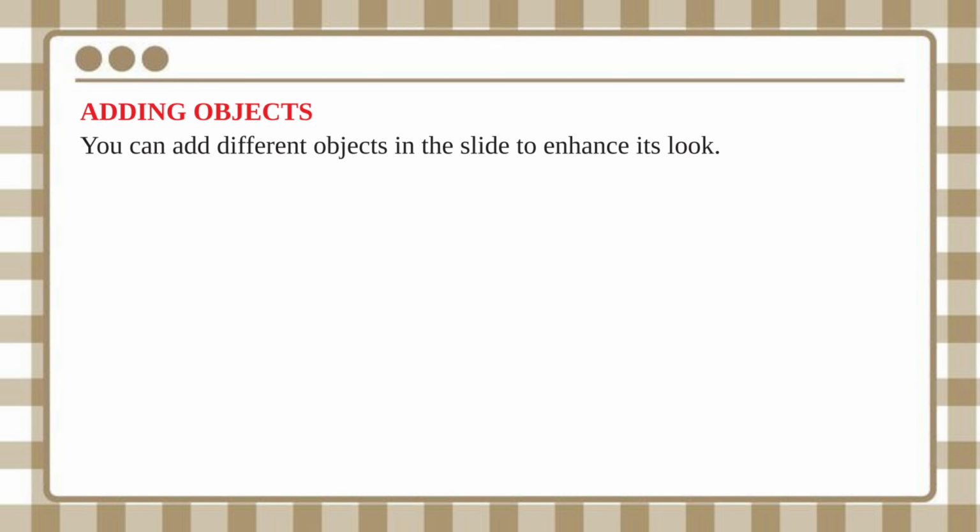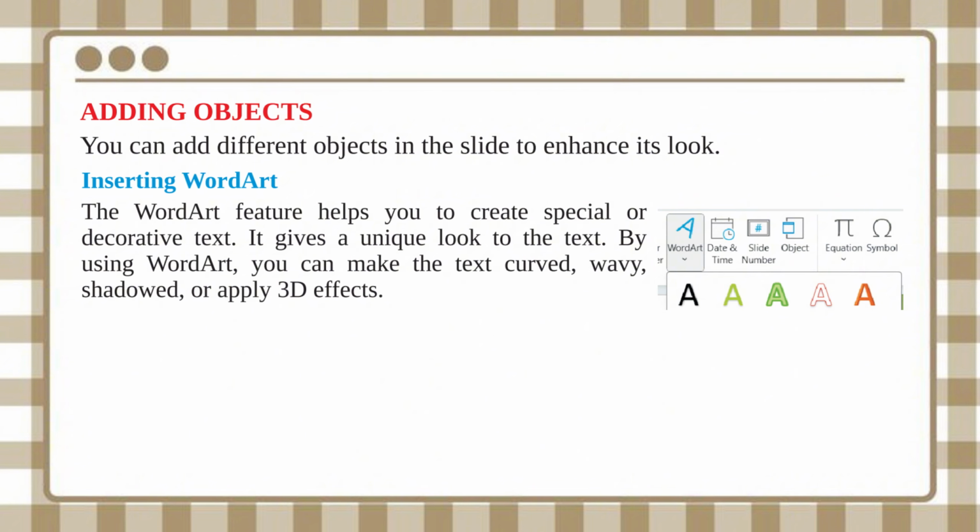Adding objects. You can add different objects in the slide to enhance its look. Inserting WordArt. The WordArt feature helps you to create special or decorative text. It gives a unique look to the text. By using WordArt, you can make the text curved, wavy, shadowed, or apply 3D effects.